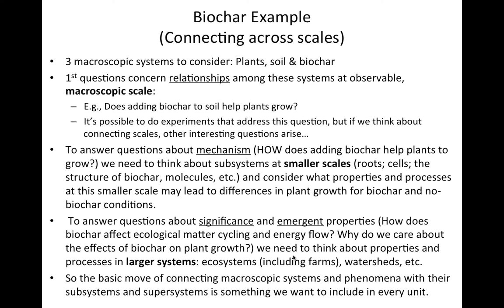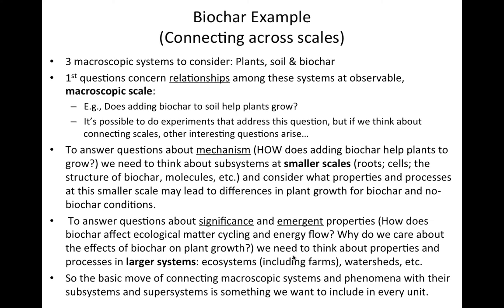But if we think about connecting scales, other questions arise, and this is where we use that pivotal node to go to smaller scales for mechanisms and larger scales for significance. So in this case, looking for a mechanism, how does biochar help plants to grow? We'd want to think about some of these subsystems that are at play at smaller scales. From a plant's perspective, that might be plant parts, for example roots and cells, and then the structure of biochar itself, and then the molecules that are important to plant growth and that biochar interacts with. And we consider what properties and processes at these smaller scales could lead to differences in plant growth for systems that had biochar and systems without.